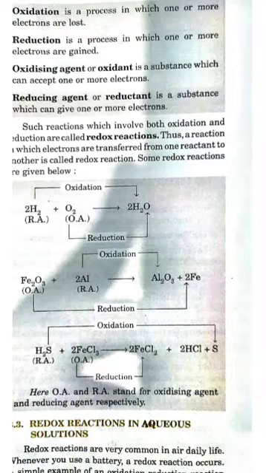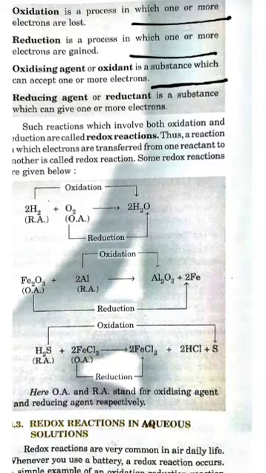Let's revise again. Oxidation, in which electrons are lost, reduction, in which electrons are gained. Oxidizing agent will be one which can accept one or more electrons, and reducing agents are those which can give one or more electrons.